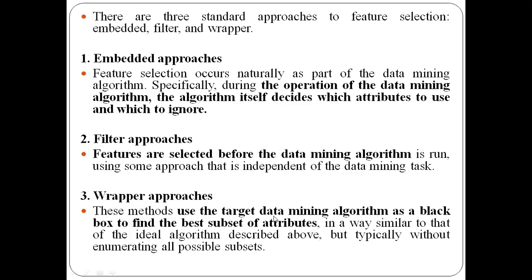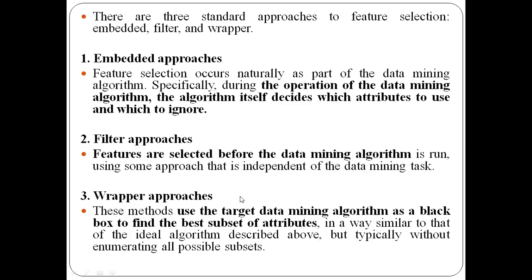And the third one is the wrapper approach. In case of the wrapper approach, we will have a separate data mining algorithm called the target data mining algorithm. That target data mining algorithm will be acting as a black box, and it will give you the best subset of features. You have one algorithm, that is your main data mining algorithm, and apart from that, you will have a separate target data mining algorithm.